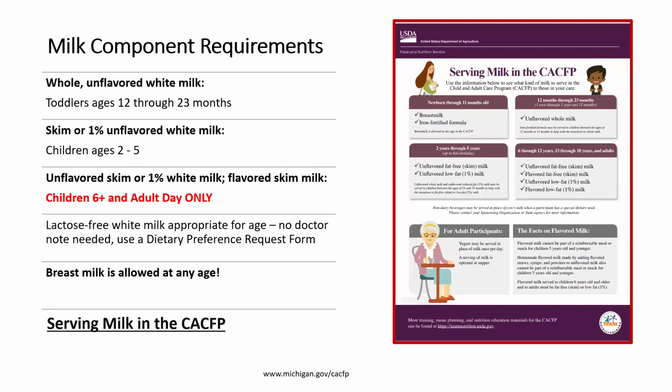So we'll first start with milk. This is a topic that is sometimes challenging to centers. We'll start off with toddlers. Toddlers ages 12 months to 23 months, or up through 2 years, should only be offered whole unflavored white milk, unless, of course, there's dietary restrictions. And then children beginning at age 2 through age 5 should only be offered skim, which is fat-free, or 1% unflavored white milk.